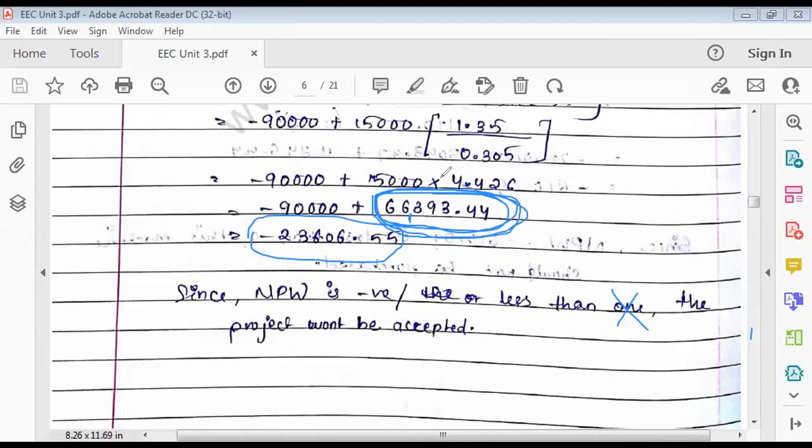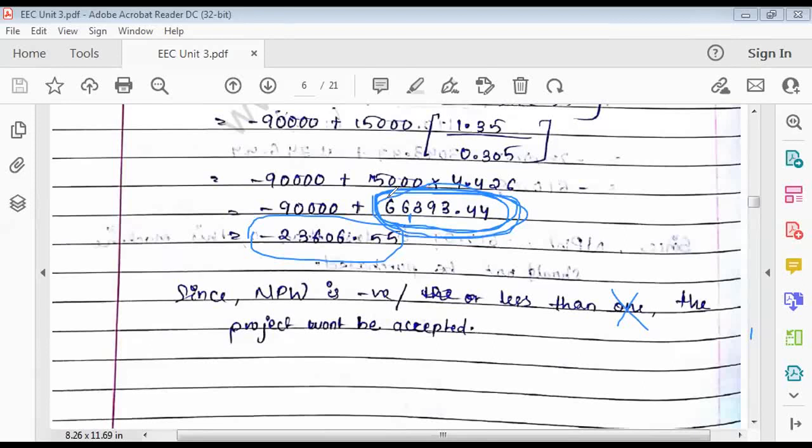This 66,393 is actually non-existent. But why did you do it? You see, had we not known the present worth method, then you would have just looked at the question, and the question says you are investing 90,000 rupees today, and you will be getting 15,000 rupees every year for the next 7 years. A person devoid of any knowledge of time value of money or compound interest, nothing.